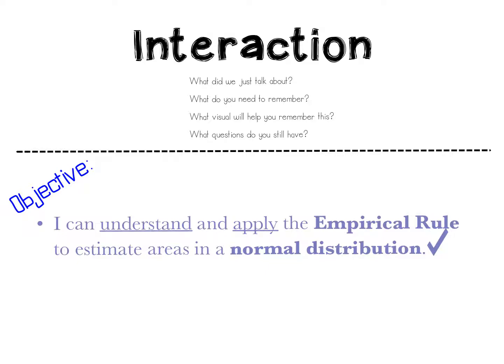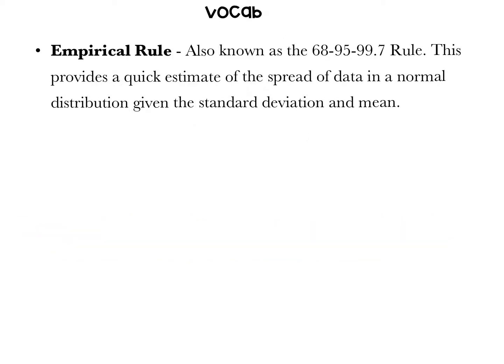So being able to look at the bell curve and determine percentages when I know exact standard deviations. So exactly 1, 2, or 3 above or below. And here's our only vocab word.